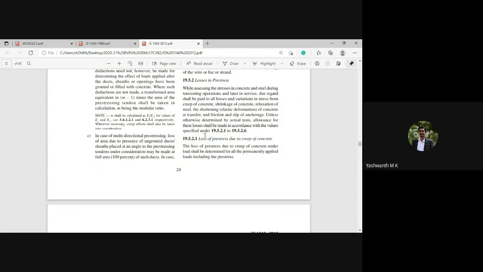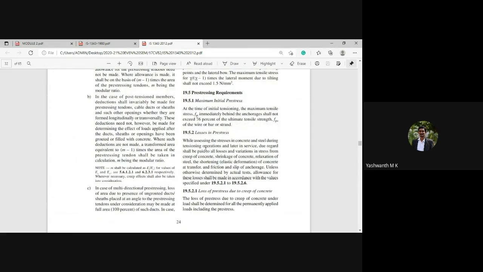This is the topic which I wanted to discuss in today's session, because in the last session we discussed the loss of pre-stress, the different types of loss of pre-stress. But today I'm going to discuss the losses in pre-stress, preferably as per IS 1343 2012.